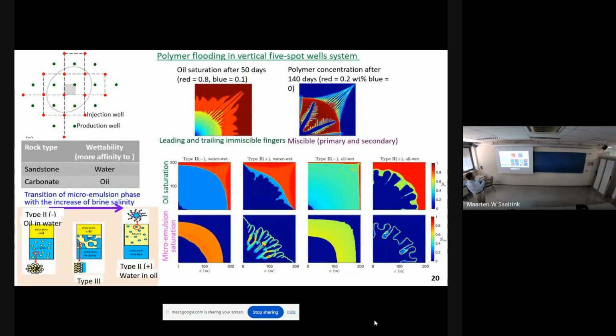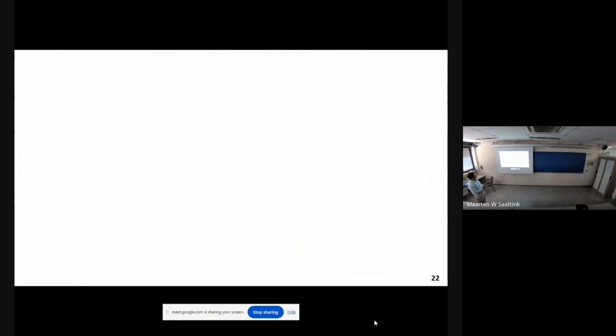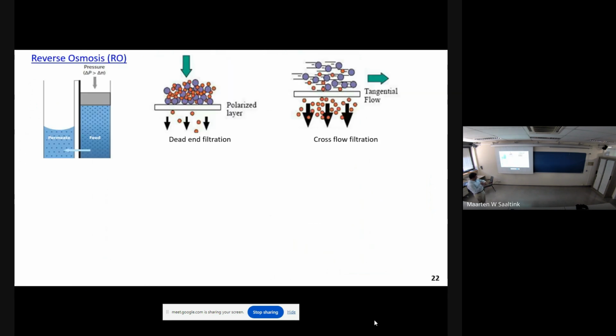So if you have many wells like that, things will be much more interesting. Okay, I want to just discuss for a few minutes. This is also a reactive transport problem.